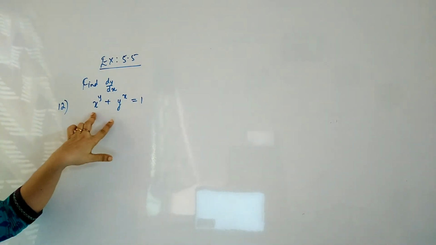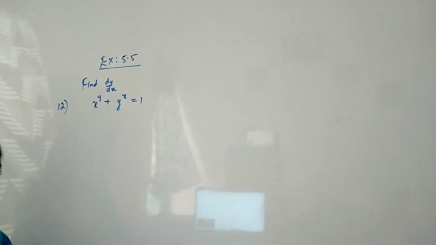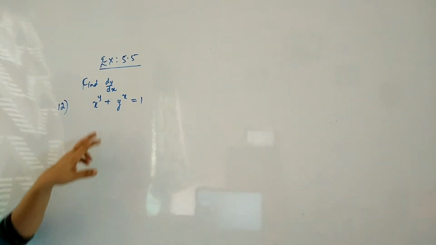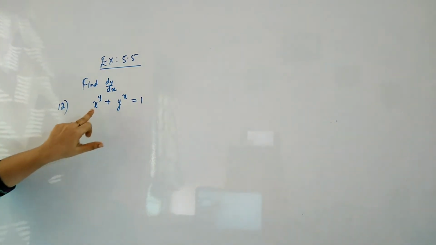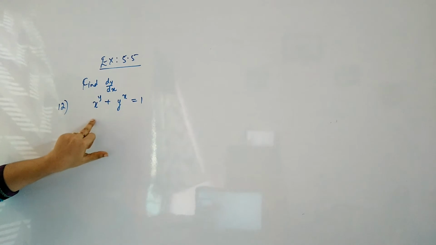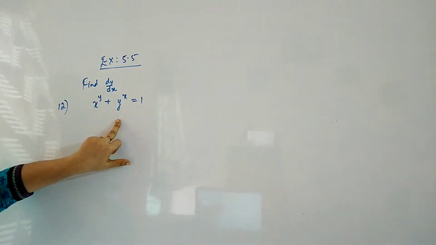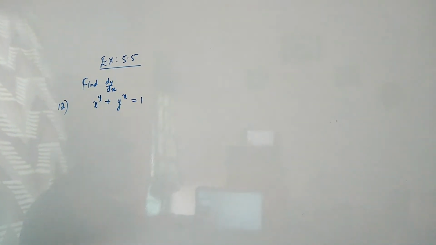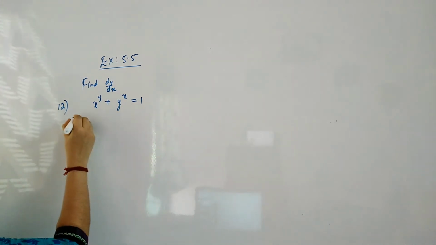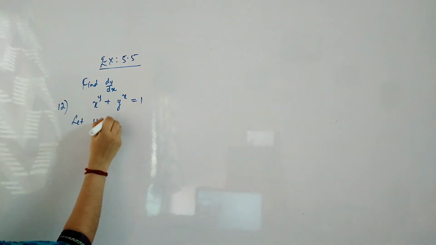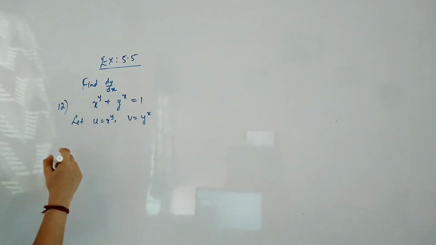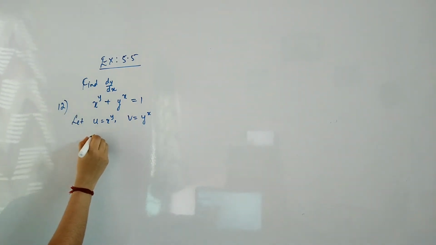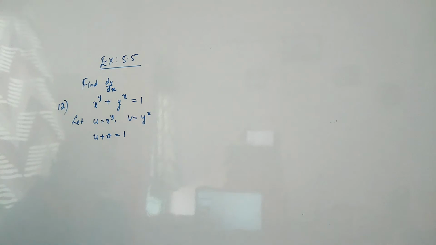Now when you have terms like this, with a plus sign in between, you have to take this as one variable and this as another variable, u and v, and then make an equation. So we are just taking let u is equal to x raised to y, v is equal to y raised to x. Then your question becomes u plus v is equal to 1.